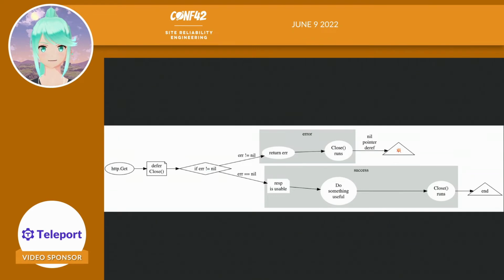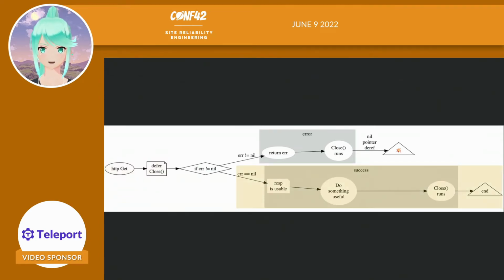This flowchart is another way to think about how this program is being executed. It starts with the http.Get call on the left side and flows to either crashing or the code finishing on the right. In this case, we start with the http.Get call and then defer closing the response body to the end of the function. Then we check to see if there was an error or not.